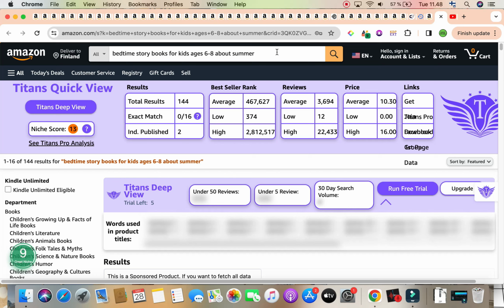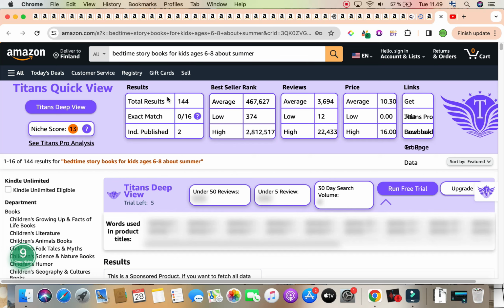And what is the theme of these bedtime storybooks? It's about summer, and this is the perfect time to get started since the majority of areas of the world like the UK and America and Canada and here in Europe as well as in the Middle East have summer at this point. So that is an amazing time to get started with this niche. Let's break down the results.